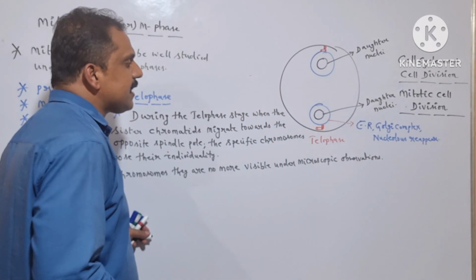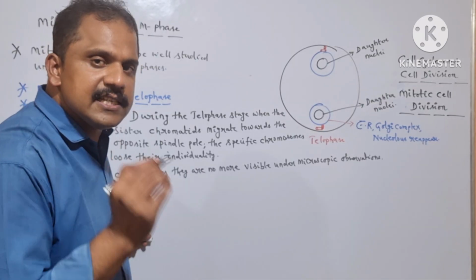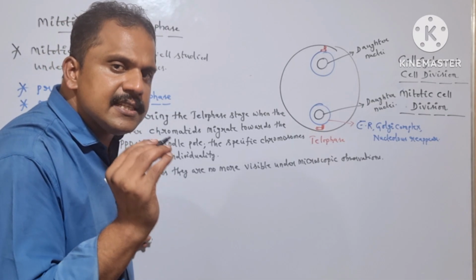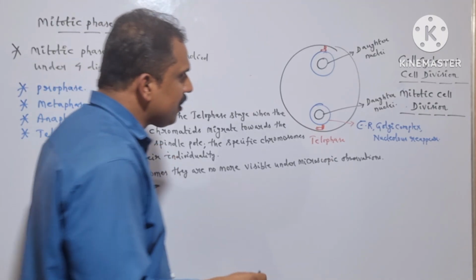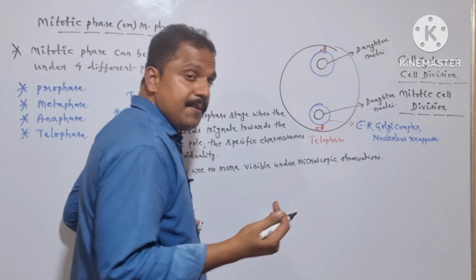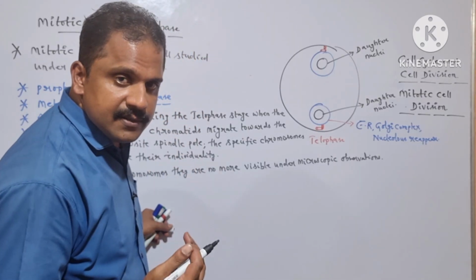Here the various subcellular organelles will successfully disappear during the late prophase. Again, all the subcellular organelles like nucleolus, endoplasmic reticulum, Golgi complex reappear during the telophase stage. Is it clear?